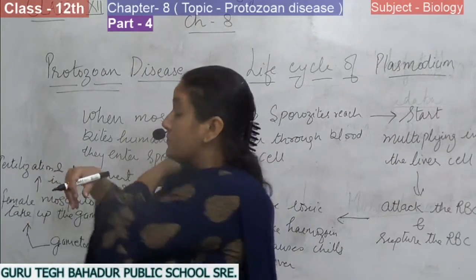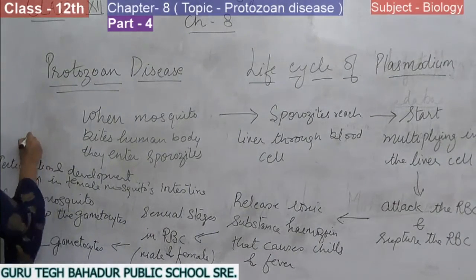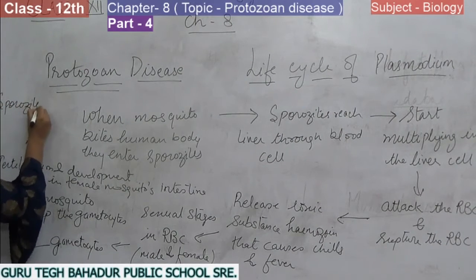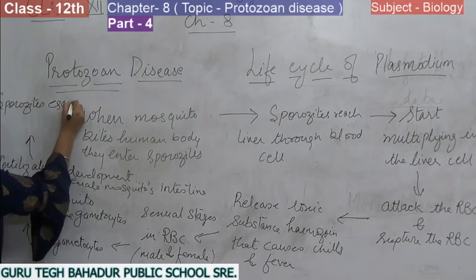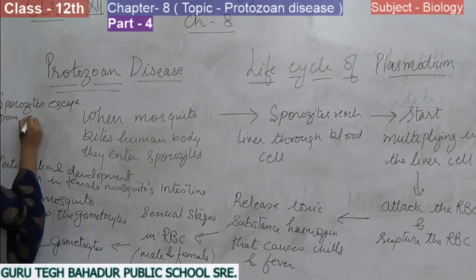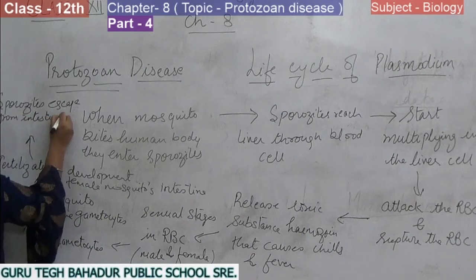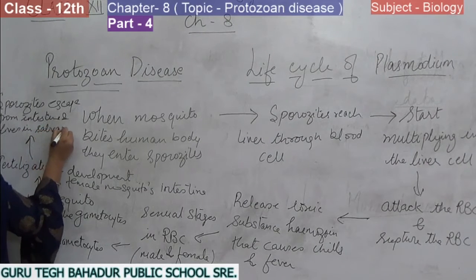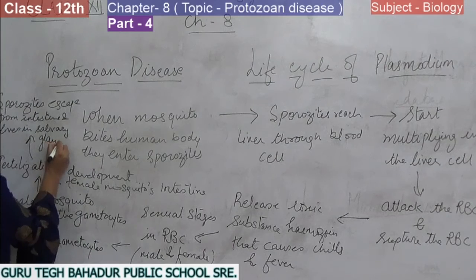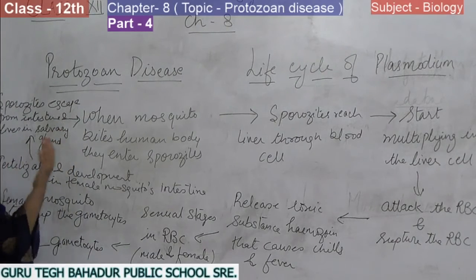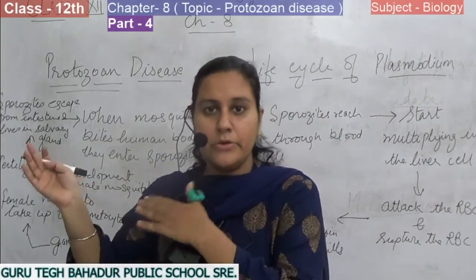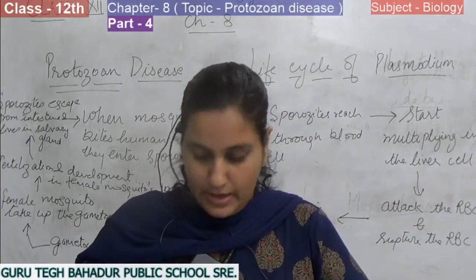Now after this, these sporozoites migrate from the intestine and rest in the salivary glands of that particular mosquito. Then when this mosquito again bites the human body, it releases its sporozoites in that particular human, and hence this life cycle is completed.